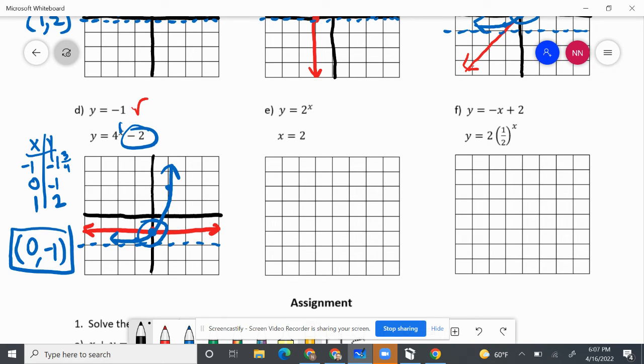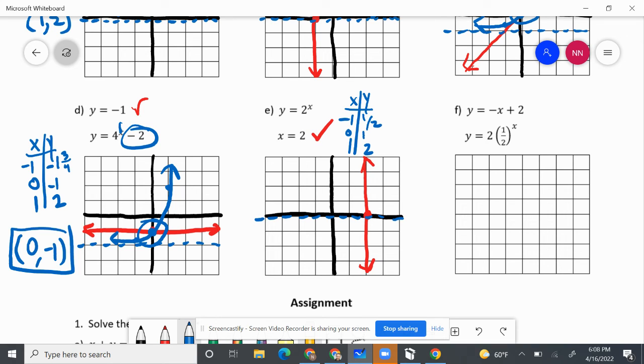Okay, looking at the next one. I have x equals 2. So right here, what I have is a vertical line. Once again, I like to start with my linear equation. I have a vertical line at 2. So I draw a vertical line at 2. Once again, for my exponential, I'm using the ordered pairs -1, 0, and 1. -1 flips it to 1/2. Anything to the 0 power is 1, and when I plug in a 1, it's a 2. My horizontal asymptote, since I'm not adding or subtracting anything, would be at 0. And so -1 is a half, 0 is 1, 1 is 2.